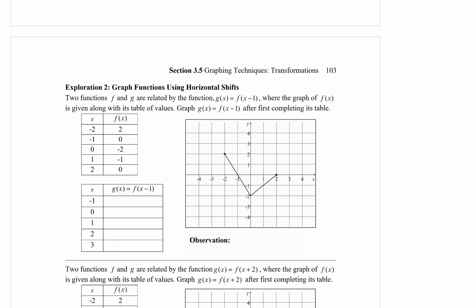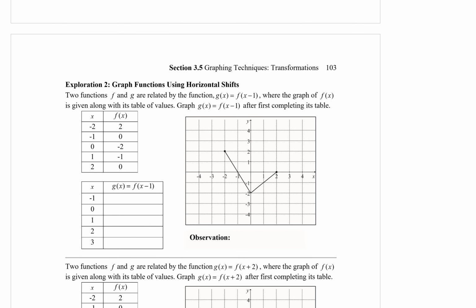Okay. What about horizontal shifting? Horizontal means going left to right, right? Well, how about that one? How does that work? Okay, let's find out.